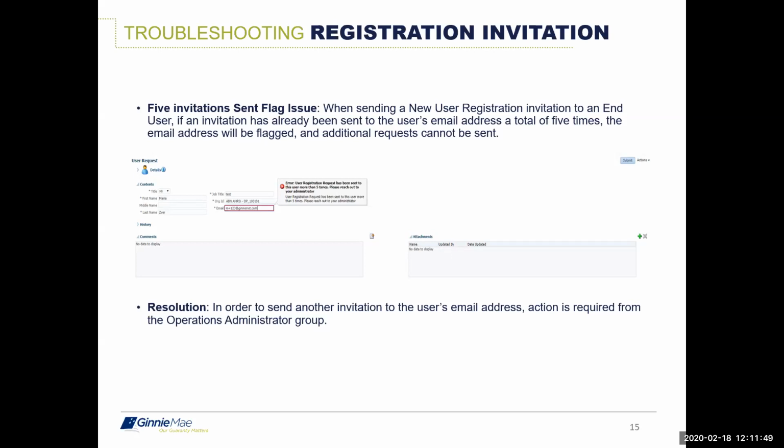So you just want to be careful in terms of the 3 times or the 5 times. The 5 times you definitely have to get in touch with us. The 3 times is just a warning. And of course the 1 time is if you actually enter an email that was already in the system, because that user does have access to MyGinnieMae. So those are some of the troubleshooting tips. Next slide.